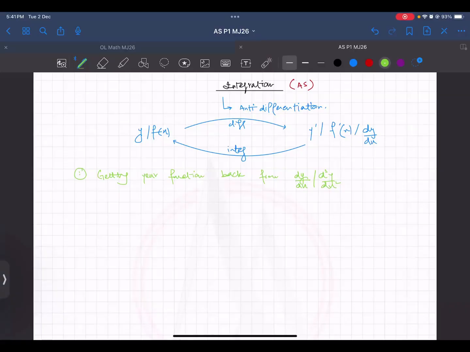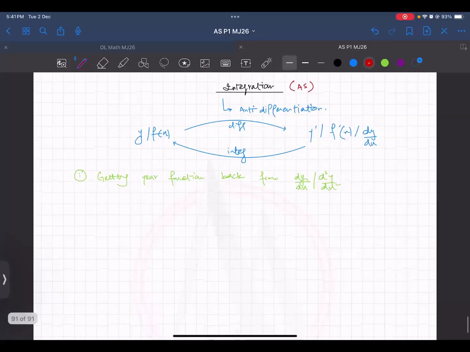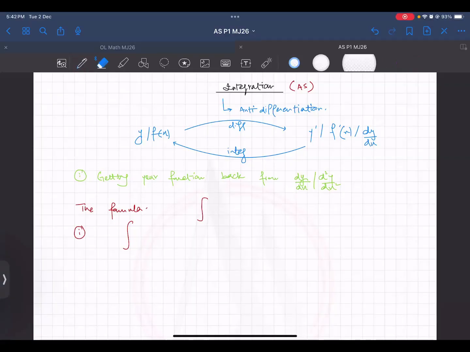But even before using this application, we have to learn how to integrate, just like we learned how to differentiate. So over here, what do we have? The formula, or how do we integrate. First of all, this is the sign of integral. You will see something like this. It's not a bracket. A bracket is something like this, which goes in and then goes the other way.